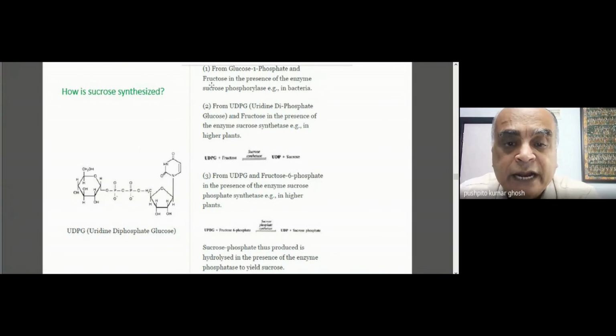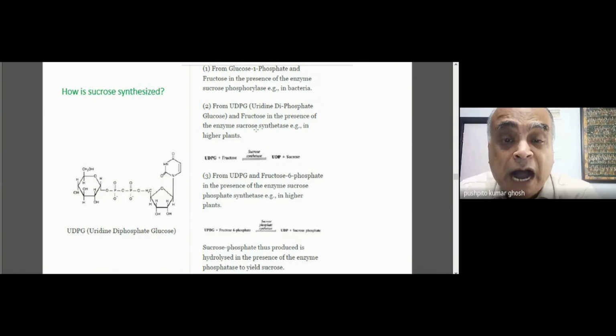Okay, so there are three ways nature actually does this, and they differ for whether it is bacteria or higher plants. In bacteria, you remember the primary thing was not glucose, it was glucose phosphate. That's what was formed. Okay, and it combines with the fructose in the presence of an enzyme known as sucrose phosphorylase. Okay, and that's how bacteria make sucrose. A glucose 1-phosphate combines with the fructose.